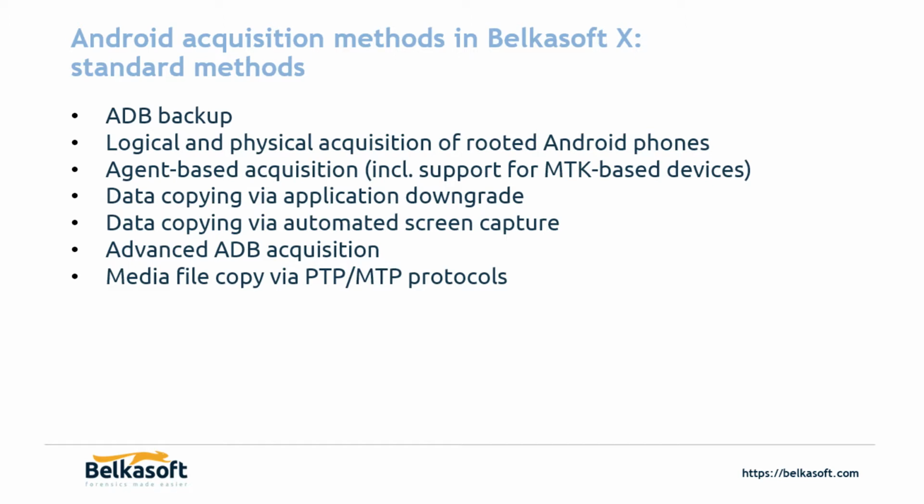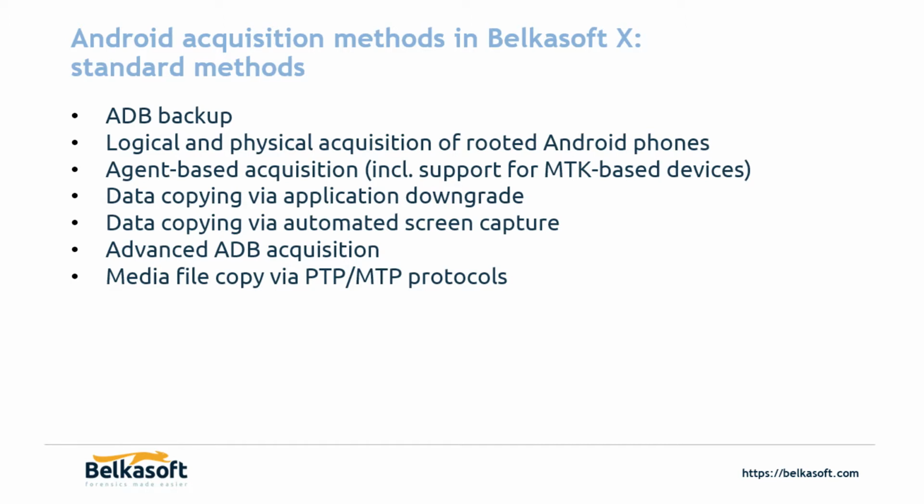Data copying via application downgrade allows a user to install an older version of an application to a device, which allows for the extraction of data from applications that have removed the possibility of backing up their data into the standard ADB backup. Upon the acquisition completion, the original versions of applications will be restored, even if the acquisition completed incorrectly. Belkasoft X supports downgrading of multiple applications, including those discussed in this webinar, Telegram, WhatsApp, Viber, and others.